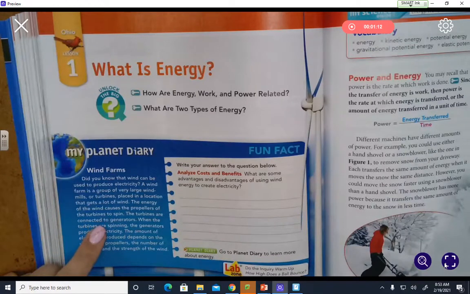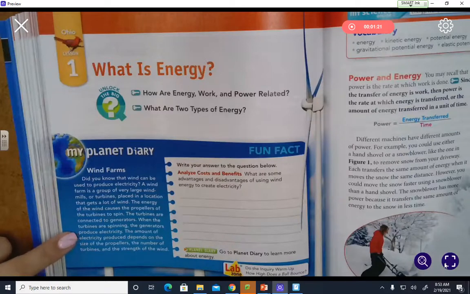The turbines are connected to generators. When the turbines are spinning, the generators produce electricity. The amount of electricity produced depends on the size of the propellers, the number of turbines, and the strength of the wind.